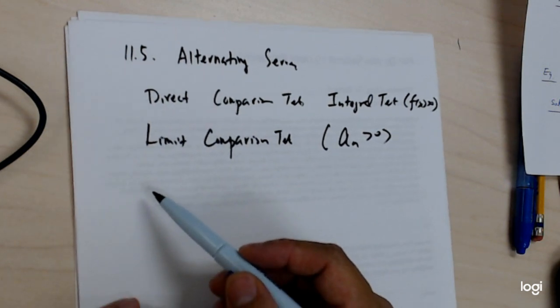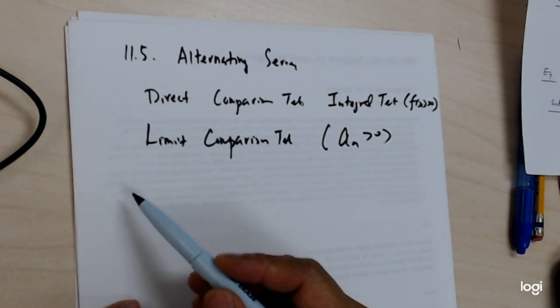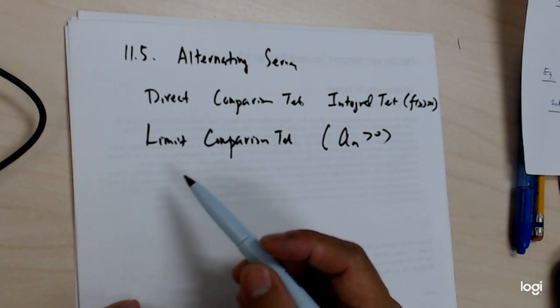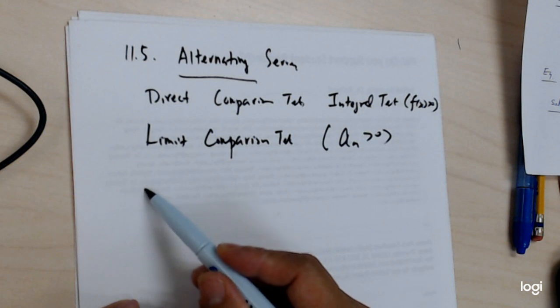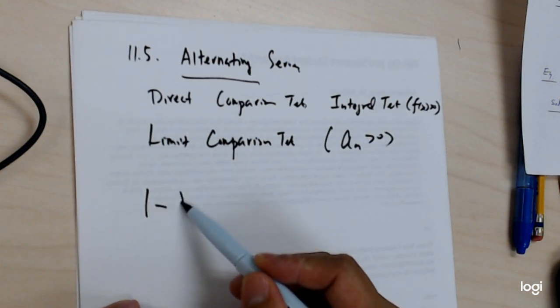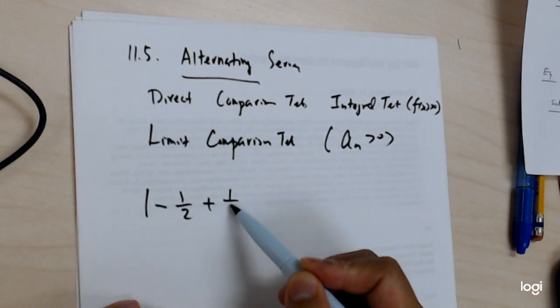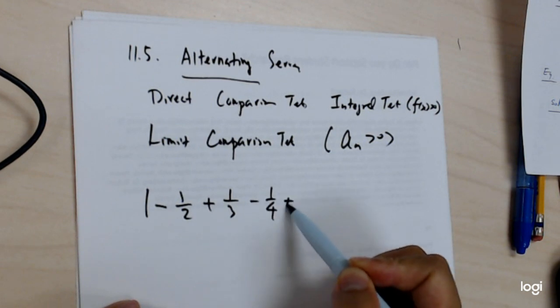Turns out right now, the only mixed sign situation that we can deal with is what we call alternating series. In other words, the signs keep alternating. For example, positive, negative, positive, negative. You see the sign is alternating.